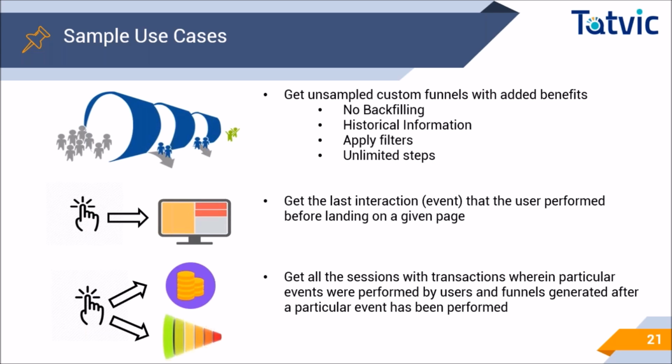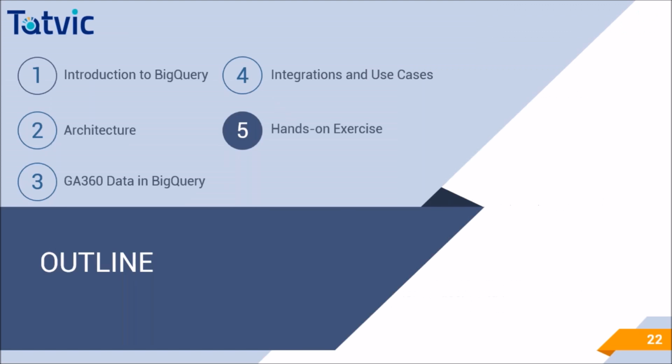Then what I can do is that if I want to understand the sessions having transactions, and I want to understand the user behavior amongst those transactions, you can identify the events which were performed. Let's say I want to understand if a user performed a search in a particular session and then transacted, or if a user clicked on a particular internal promotion and then completed a transaction. You can also get funnels starting after a particular event that have been performed within those user sessions.